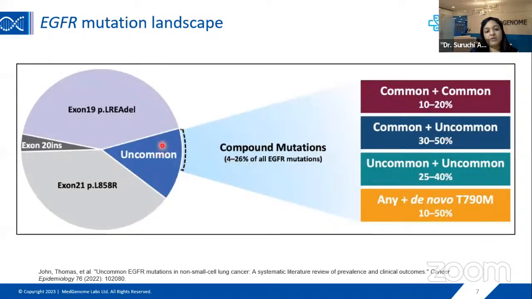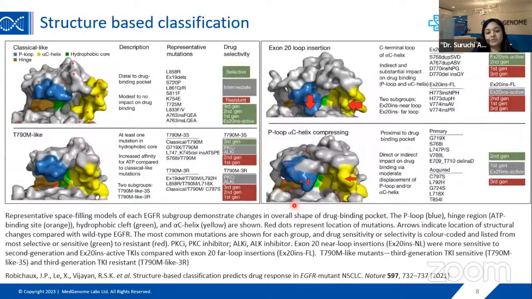Uncommon mutations are not only uncommon, but they can be compound as well. They can occur with one of the common mutations. They can occur as uncommon plus uncommon, or any mutation with a de novo resistance mutation, which is the very well-known T790M resistance mutation, in about 10 to 50% of cases.